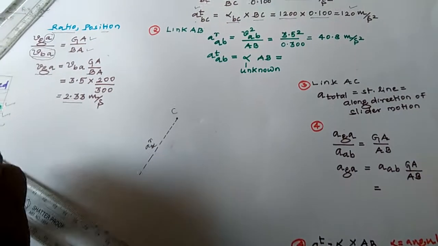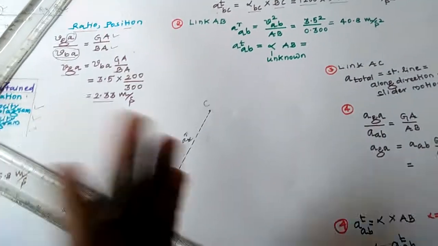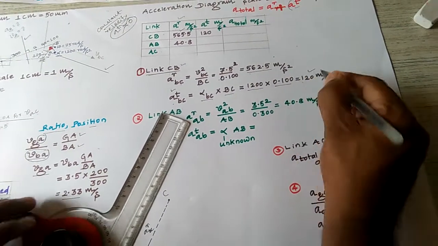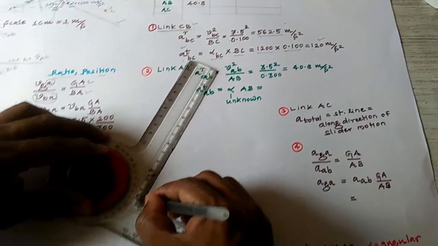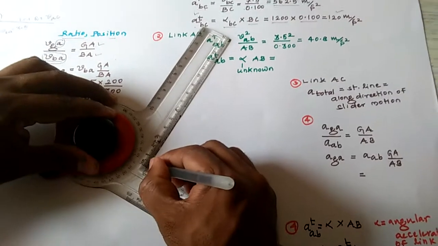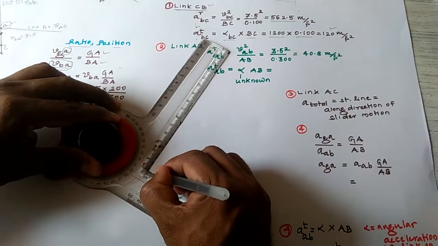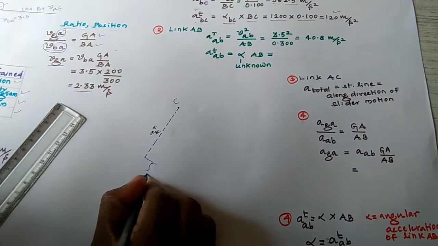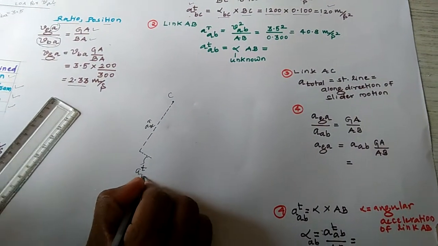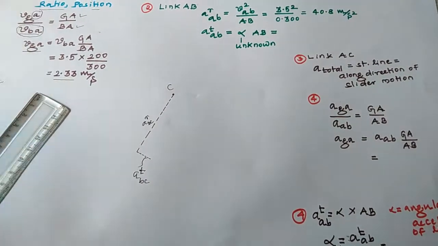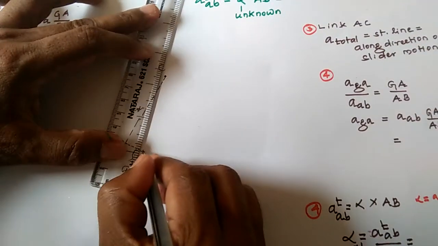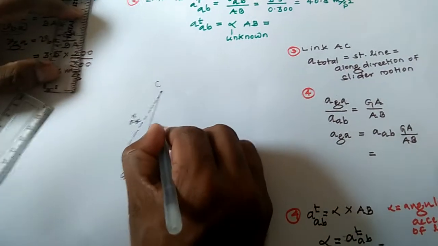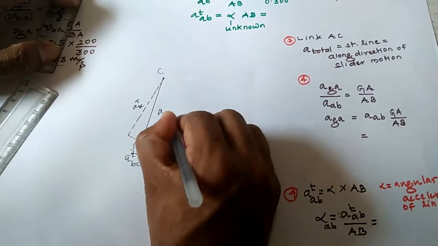What about the tangential acceleration? Tangential acceleration is exactly perpendicular to this one. How to draw this? How much is that? It comes as 1.2 centimeter. This is exactly perpendicular to that one. Here also I drew this one, 1.2. This is the radial, and this is the tangential, BC. Then you have to join this one. This is the total acceleration of BC.